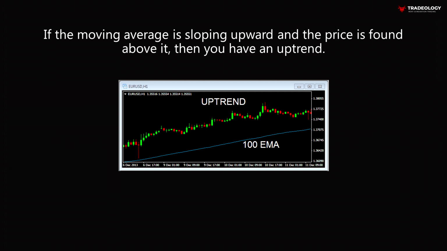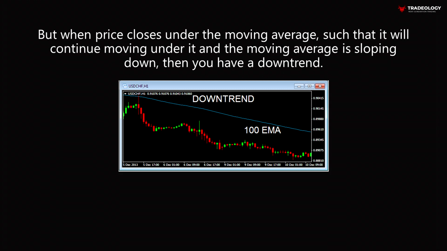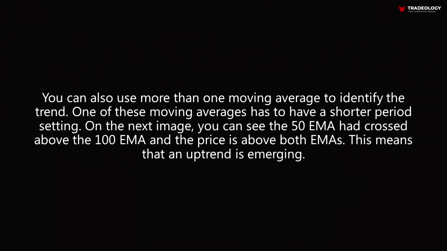If the moving average is sloping upward and the price is found above it, then you have an uptrend. But when price closes under the moving average, such that it will continue moving under it, and the moving average is sloping down, then you have a downtrend, as in the image. You can also use more than one moving average to identify the trend. One of these moving averages has to have a shorter period setting.